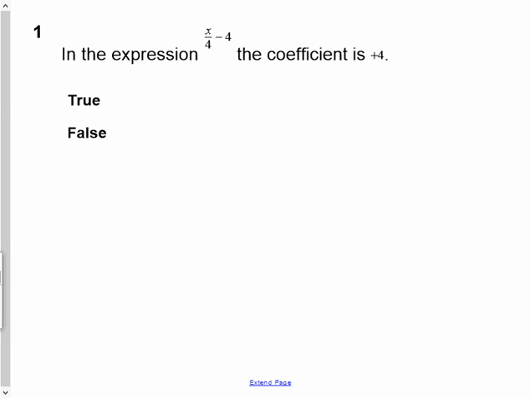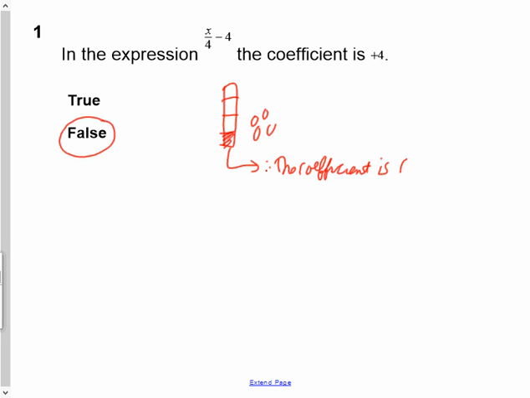So the first question, in the expression x over 4 minus 4, the coefficient is positive 4. The answer is false. And the best way that I would draw it or explain it is to show that from a modeling perspective, that's what this is. And therefore, the coefficient, or how much x you have, is 0.25 or a quarter, not 4. So how much of x you have in that expression is not 4 x's, you have a quarter of x. So therefore your coefficient is 0.25 or 1/4.